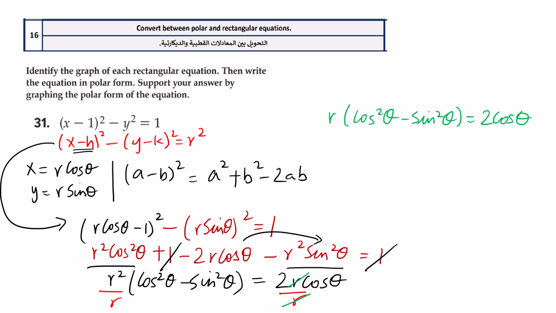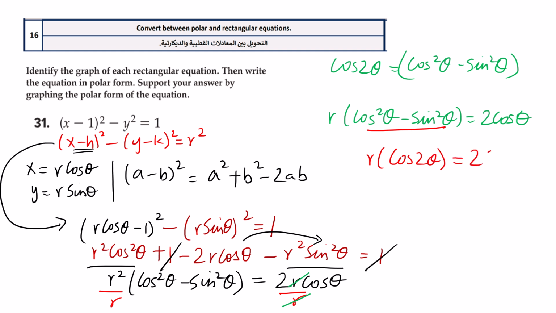Now I can convert using trigonometry again. I will use the identity for double angle cos 2 theta. Cos of double angle is cos square minus sin square. So let's replace this here. So I'm left with r cos 2 theta is equal to 2 cos theta.